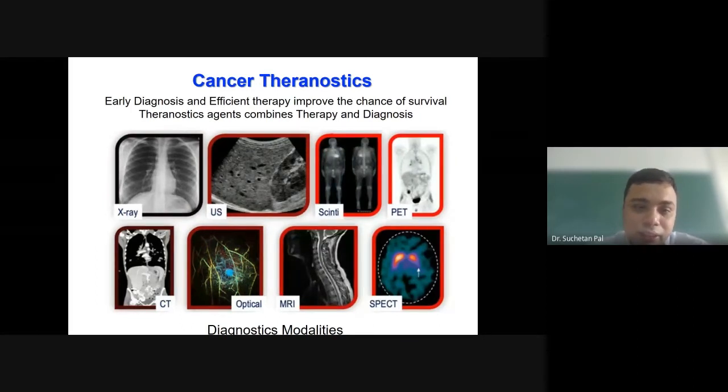These are the current modalities of diagnosis of cancer. When you have some symptom, the doctor will tell you to undergo different kinds of diagnosis, and based on that you can see whether you have cancer or not. You have X-ray, ultrasound, scintillation, positron emission tomography, computed tomography, and so on. These clinical modalities are available to detect cancer, right?